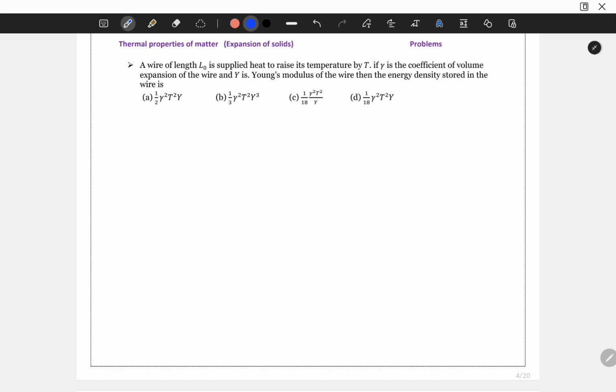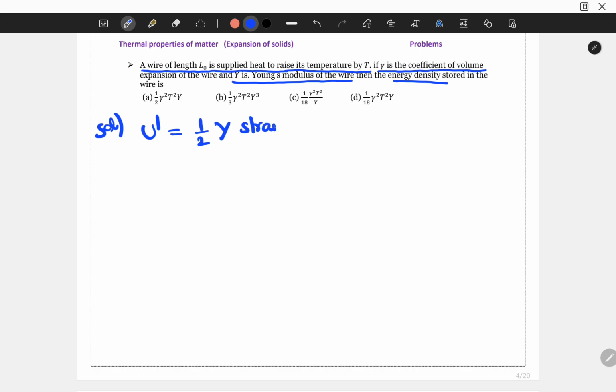Now the next question is, a wire of length L0 is supplied heat to raise its temperature by T. If gamma is the coefficient of volume expansion of the wire and Y is the Young's modulus of the wire, then the energy density is. So energy density means here U dash. So U dash equal to, we know, half into Y into stress into strain. That only we can write as half into Y into strain whole square. This is from theory.